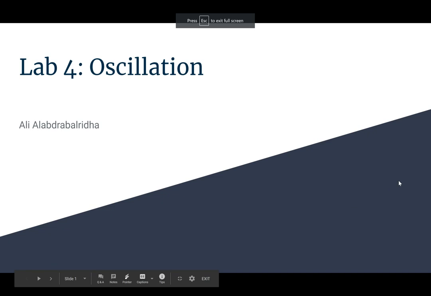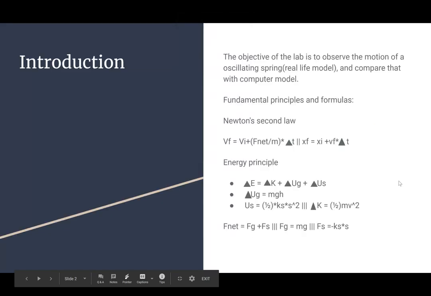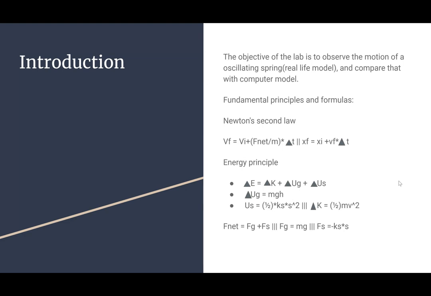Hello everyone, this is Ali, Lab for Oscillation, the final lab. The objective of the lab is to observe the motion of an oscillating spring, which is a real-life model, and compare that with a computer model.